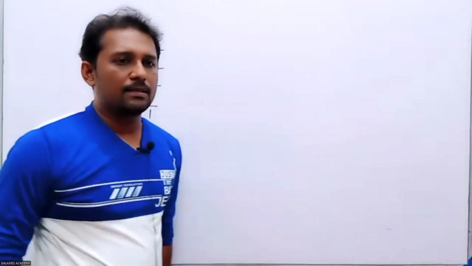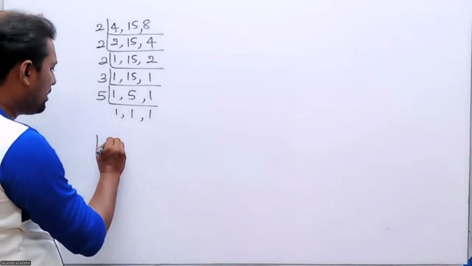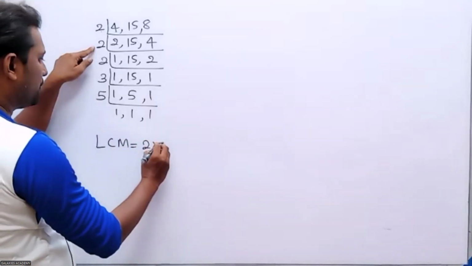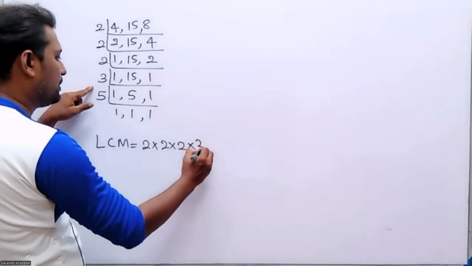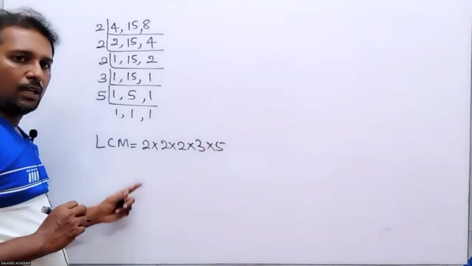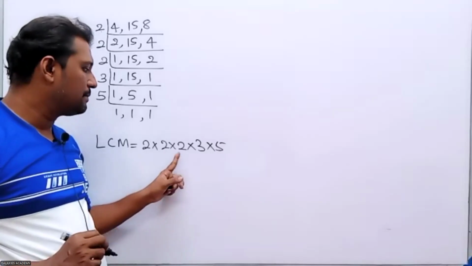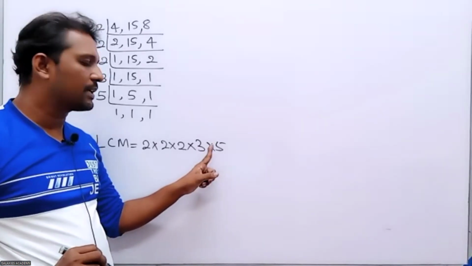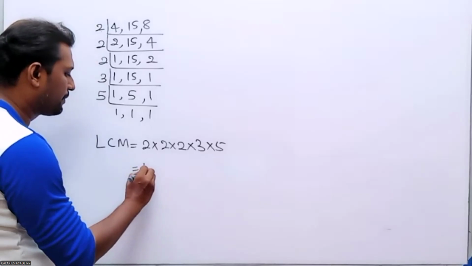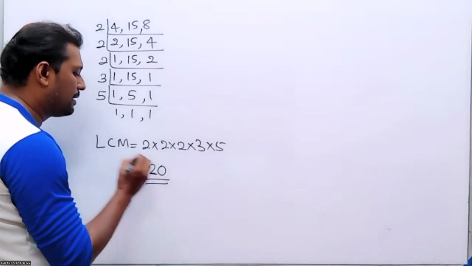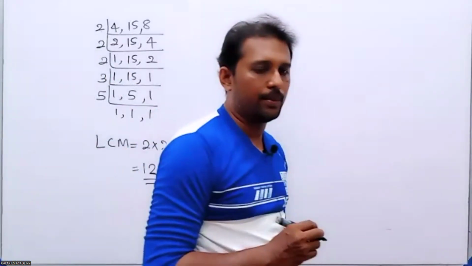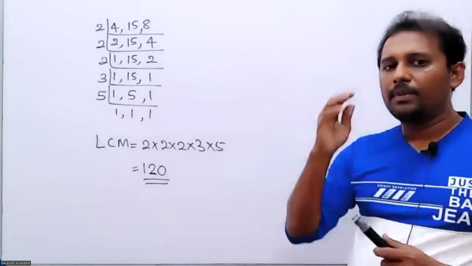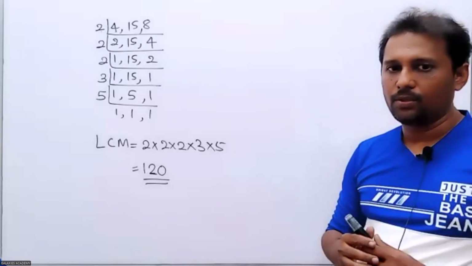Then how can you find the LCM? What do you have to do? You have to multiply these prime numbers: 2, 2, 2, 3, 5. 2 times 2 is 4. 4 times 2 is 8. 8 times 3 is 24. 24 times 5 is 120. So what is the LCM? 120. Right? It is the answer. Do you remember the other method? What is the other method? Also, I revised it.